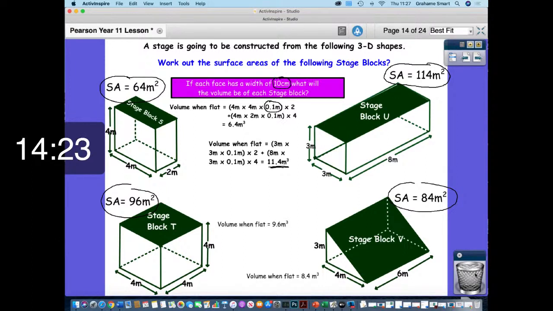And in real life, you'd be doing this, you'd be thinking about it. I don't know how many of you watched the last lesson on this, but I think we needed 4 trucks or 5 trucks to get everything to the stage, to the O2. You might only need 1 truck if you flat packed it. And if you only need 1 truck, that's a lot less money.